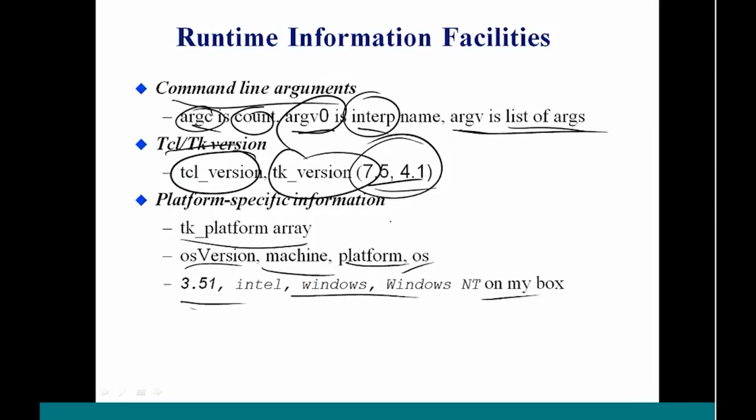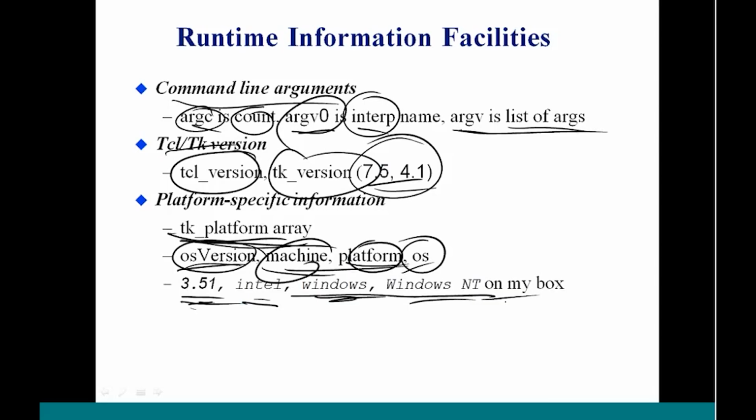Then there is platform-specific information that you can query. One such thing is the tcl_platform array that prints out a whole bunch of information. We can also query the OS information: the machine, platform, and OS. This prints out these various things in that order. So it is the OS version, what kind of machine it is, what platform it is on, and then what the OS itself is.